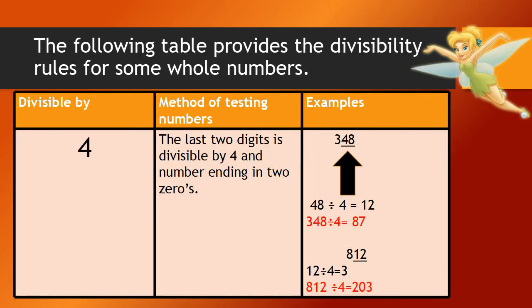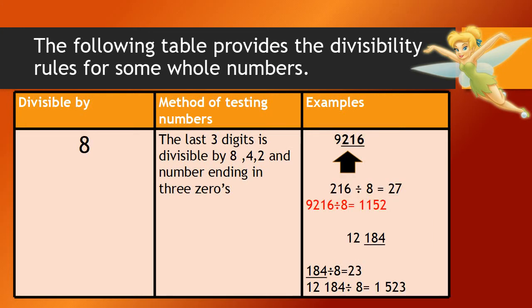The following table provides the divisibility rules for some whole numbers. Divisible by 4. Method of testing numbers: the last two digits is divisible by 4, and numbers ending in two zeros. Examples: 348. So 48 is the last two digits. It is divisible by 4 because 48 divided by 4 is 12. So, therefore, 348 divided by 4 is 87. Next example is 812. So 12 is the last two digits of the number. So 12 divided by 4 is 3. Therefore, 812 divided by 4 is 203.